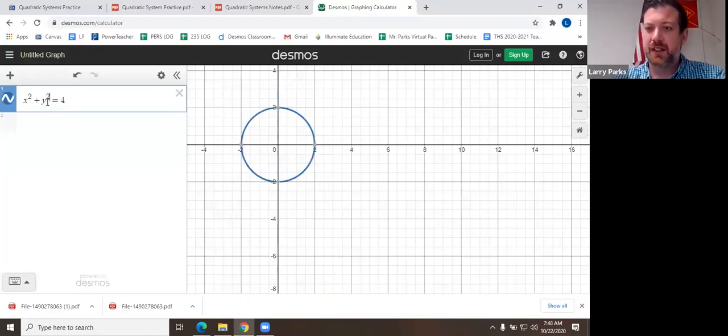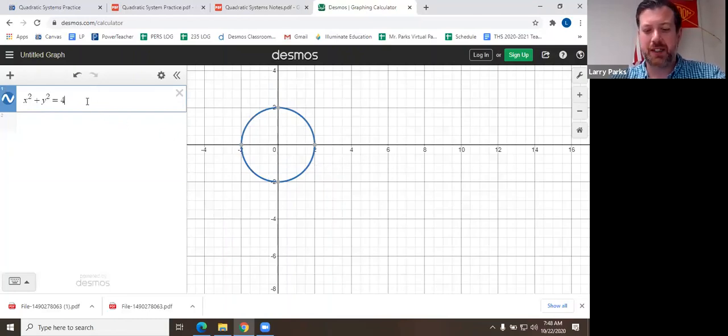There we go. Now, what's very cool is anytime you have x squared plus y squared, it's always going to be centered about the origin. And the radius comes from the 4. You take the square root of 4, you get 2. So the radius is 2.